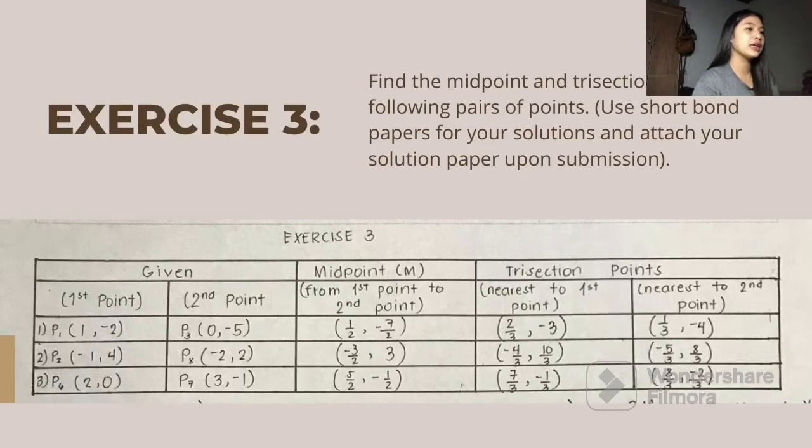Module 1, Exercise 3. Find the midpoint and trisection points of the following pairs of points. Use short bond papers for your solutions and attach your solution paper upon submission.